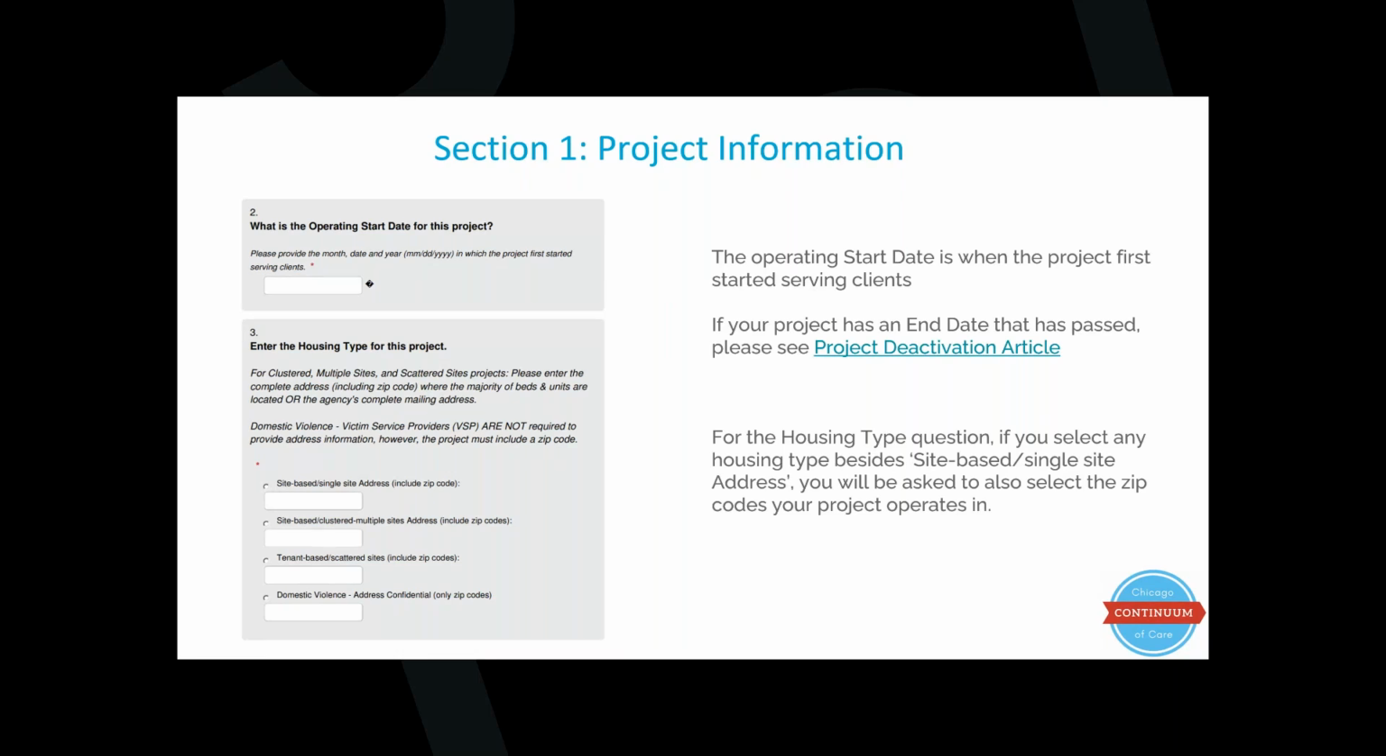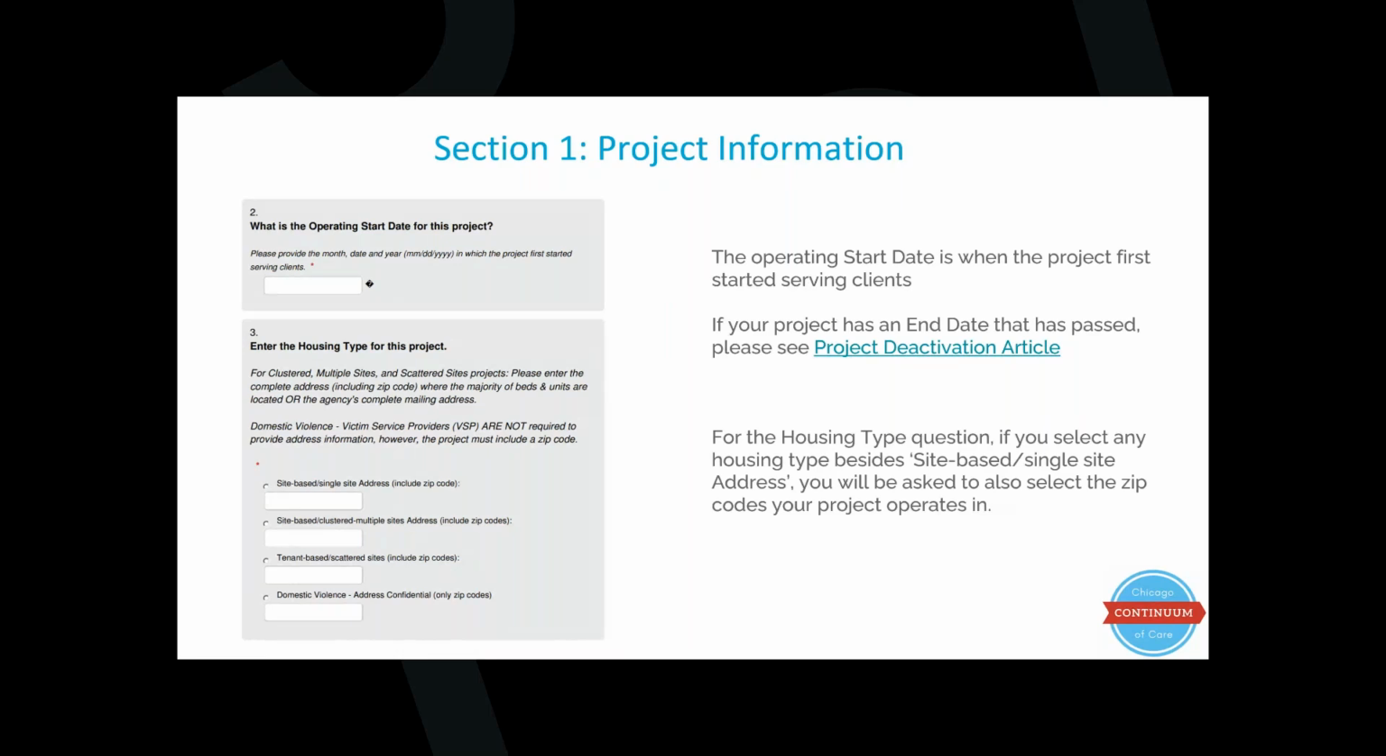Okay, the next question is going to refer to the housing type of the project. So again, all the projects that are required for the housing inventory count are housing type projects, which means that they have bed counts. So emergency shelter projects, they have a bed list. Permanent supportive housing, all of these projects have bed lists. So you're just going to identify the type of housing that project provides, whether it's site-based single site, site-based clustered multiple sites, tenant-based, or if the project serves DV.